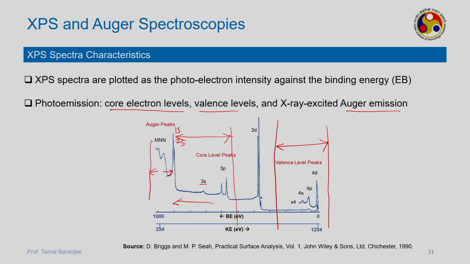You then have to use your insight about the particular element and see what different peaks we are obtaining. So, three kinds of peaks are very important: Auger peaks, core level peaks and valence level peaks.